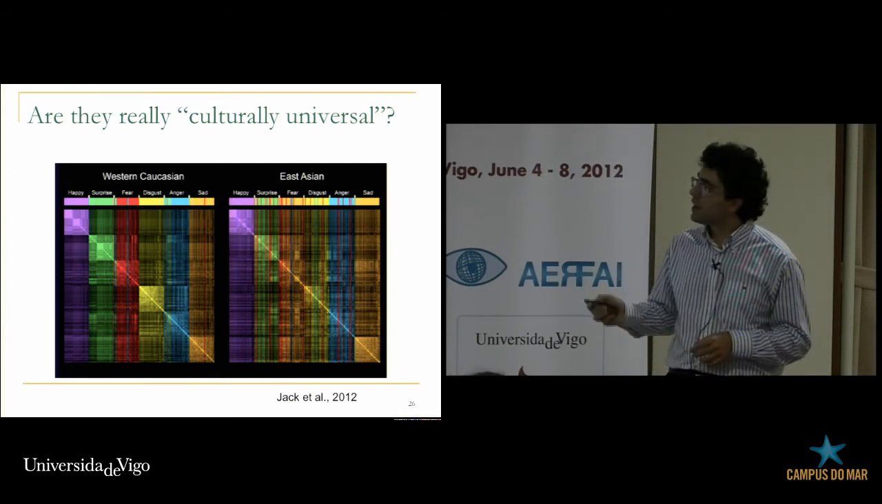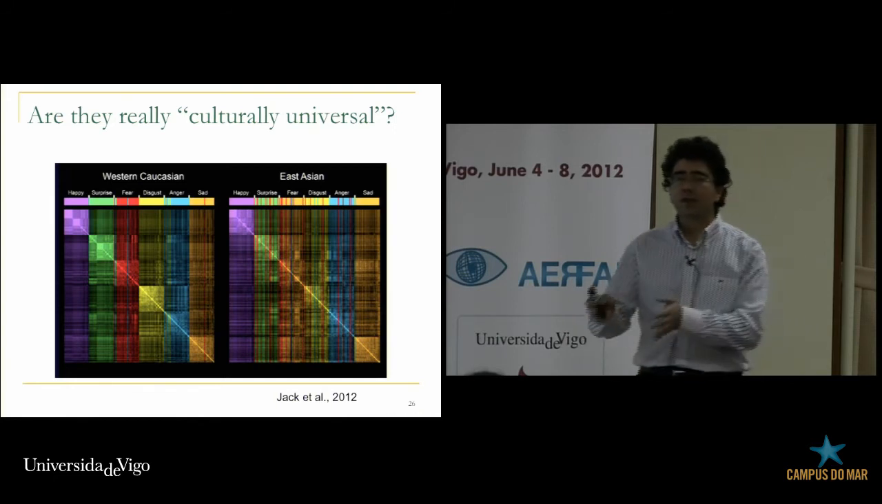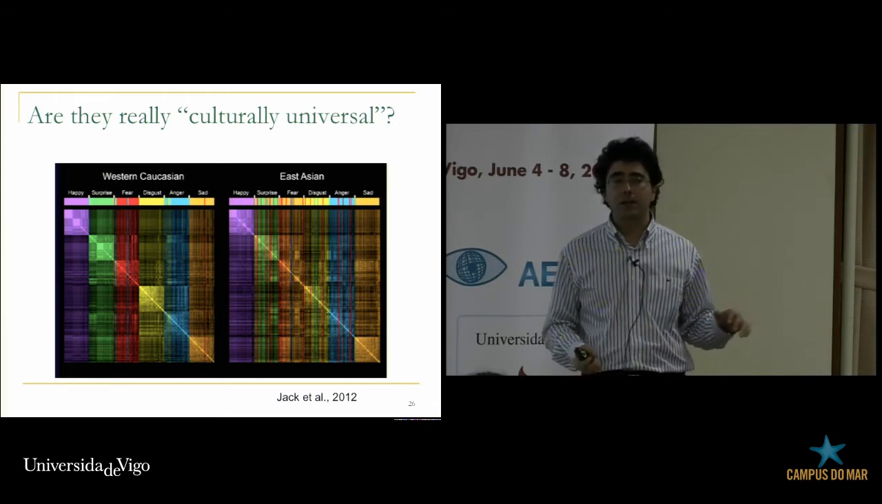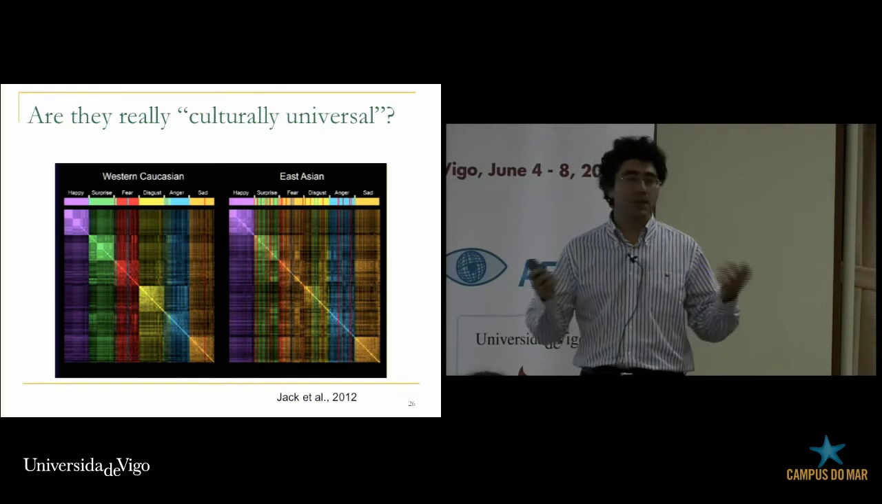And this actually kind of supports the dimensional models of emotion. Instead of discrete categories, we have a continuum. Not just a line, a continuum in a higher dimensional space, right? An embedding, if you want.